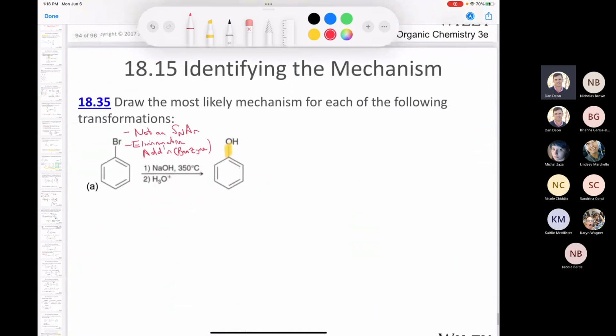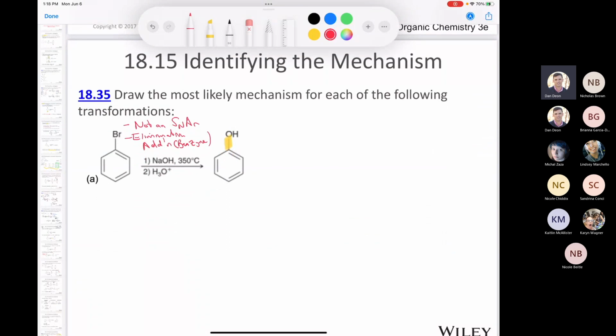I think what they're really getting at is, can you identify the mechanism? Well, again, it doesn't meet the requirements for an SNAr, and so the only other way we have to make a phenol is elimination addition. And another clue is that this reaction is done at 350 degrees Celsius. I mean, you think about how hot that is. That is really hot, to the point where it's actually difficult, I think, to run a reaction at that hot of a temperature. And so how are we going to do it? Well, we use sodium hydroxide, and you jack the temperature up enough, I guess, and you're going to end up with some phenol. So let's take a look at the mechanism here.